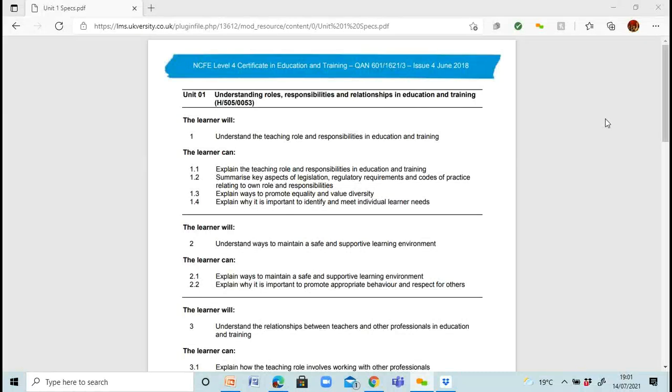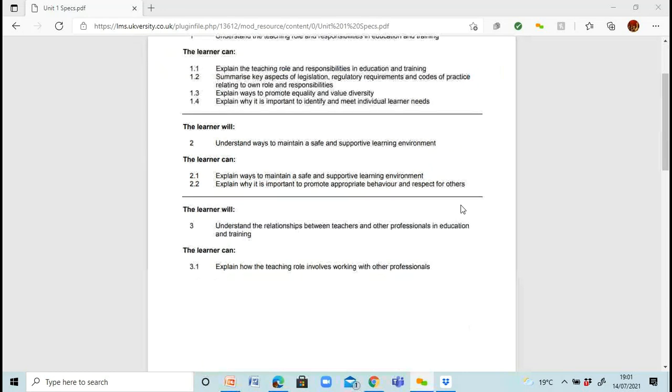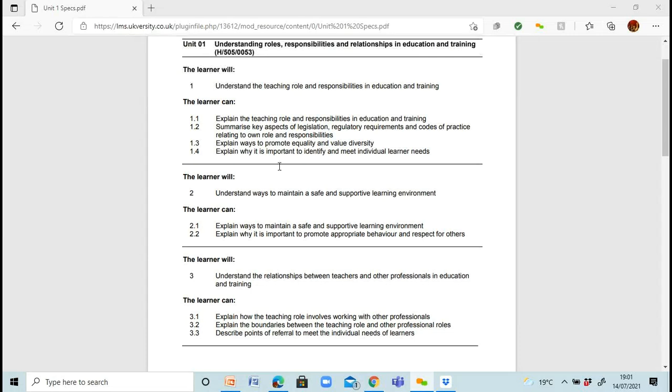So we're starting off the Level 4 Certificate in Education and Training with Unit 1. And we're going to be doing understanding roles, responsibilities and relationships in education and training. Now, on this unit, you have 3 learning outcomes. So 1 over here, 2 there, 3. So we're going to do 1 learning outcome per lesson so that it'll just be nice and broken up and we can get into quite a lot of detail for each section.